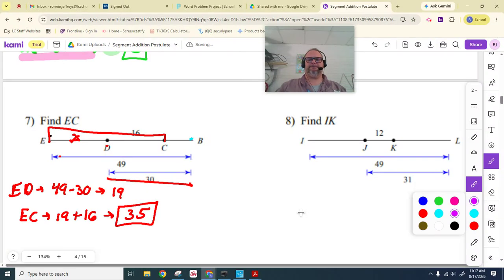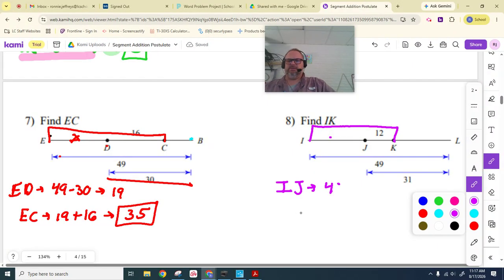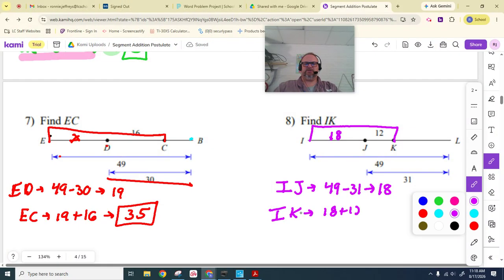All right, now we're looking for IK, so here to here. Kind of the same process. We need to find IJ. Well, we can do that by saying 49 minus 31 is 18. So IK would be 18 plus 12, which is 30.